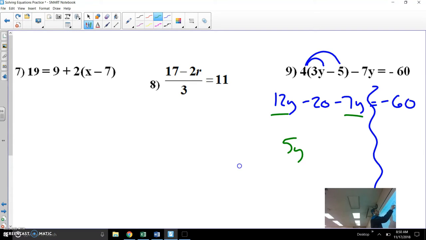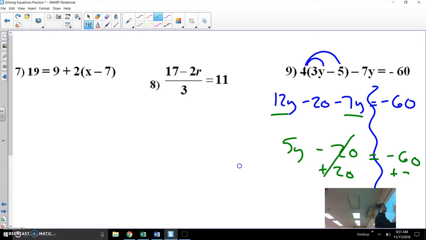Notice that I'm not changing the operation. I'm not adding 7 over. I see that with students that struggle with solving sometimes. They don't really know when to use opposite operations. It's when it's going to the opposite side. Like right here, 20 and 60. Those are like terms. They do not have a variable.